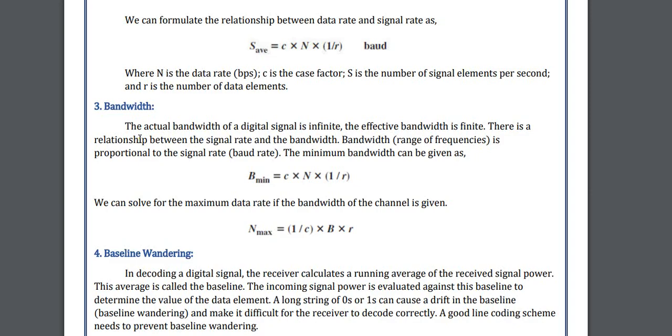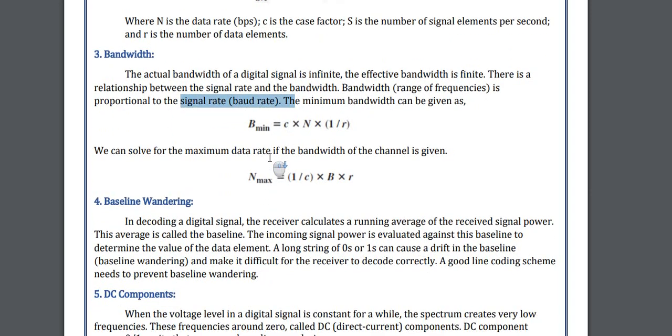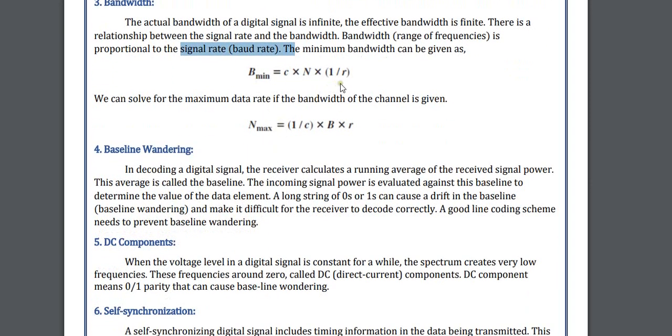Now the bandwidth section. The actual bandwidth of a digital signal is infinite. The effective bandwidth is finite. There is a relationship between signal rate and bandwidth. By this formula we have B equals C into N into 1 by R, where the signal rate is known as the baud rate. This formula is very important for mathematical questions.